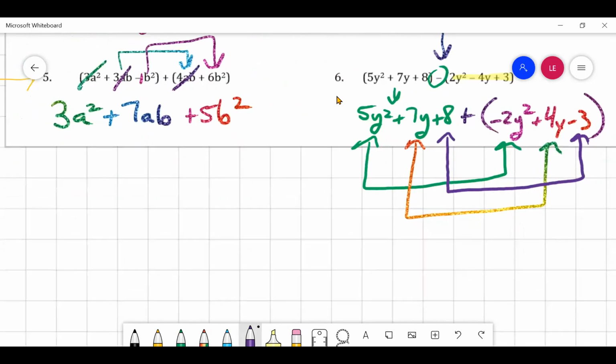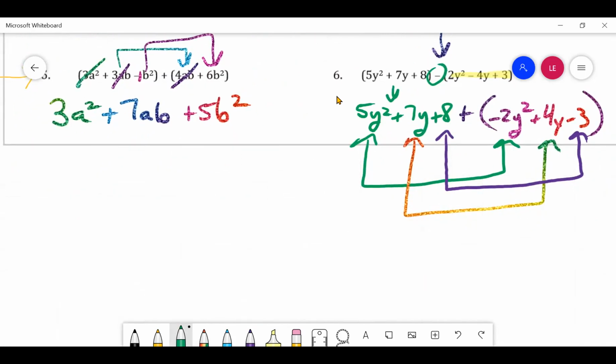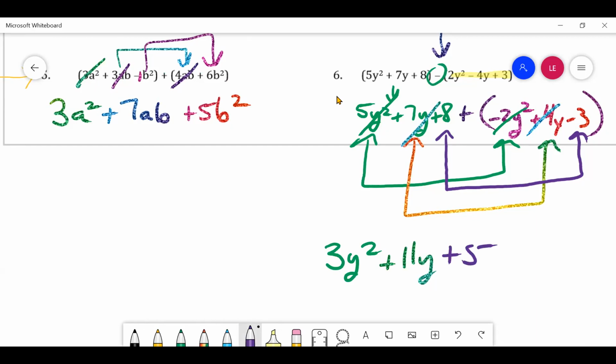And then that's it. So if I do the one in green, 5y squared plus -2y squared is just 3y squared. Cross it out. Now I'm going to do the one in different colors, the 7y and 4y. You add those, that becomes 11y. Cross that out. And then finally, the one in purple, 8 minus 3, it's just 5. That's it. They might look a little bit more complex when you go to Delta Math, but it's the same idea, same concept.